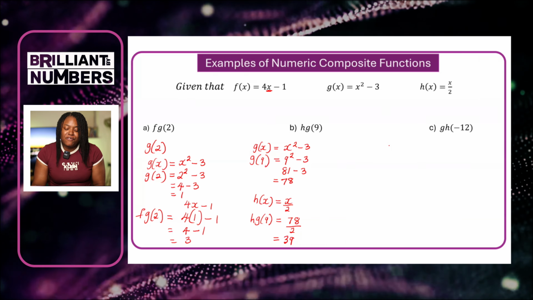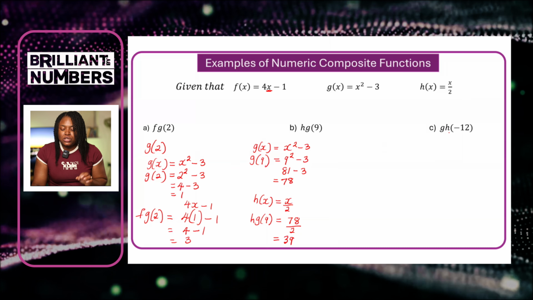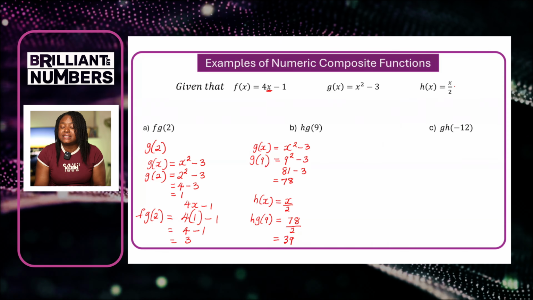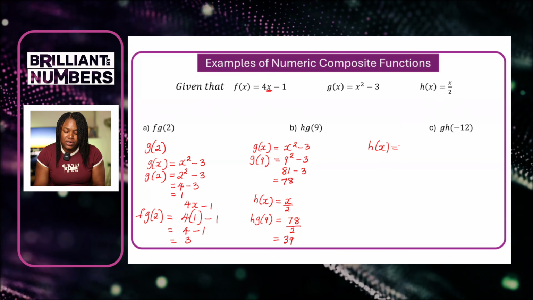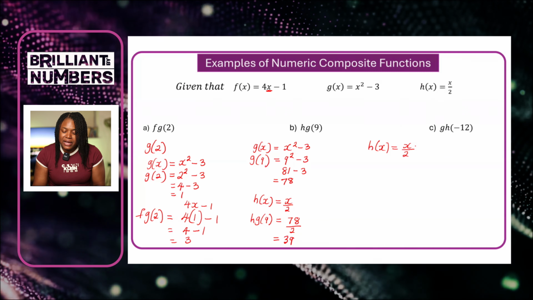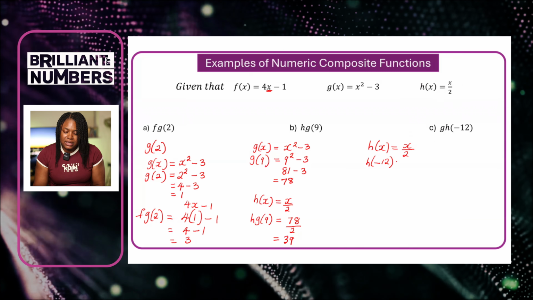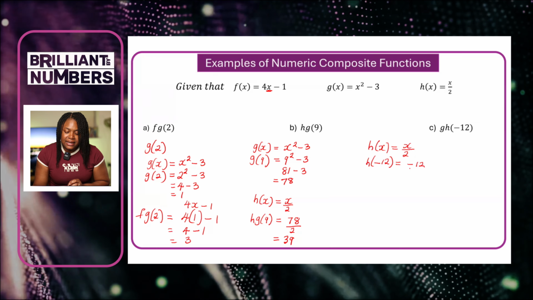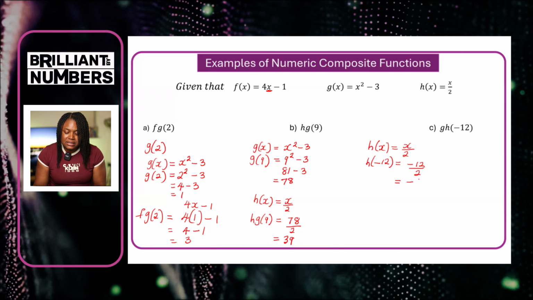Next example here is g of h of minus 12. This means I need to work out what is h of minus 12. So I'm going to go ahead and write out the function h of x. So h of x is equal to x halves, or x divided by 2, which means that h of minus 12 is equal to, I'm going to replace x with minus 12 and divide that by 2. So half of minus 12 is minus 6.